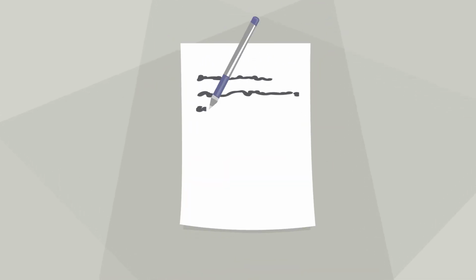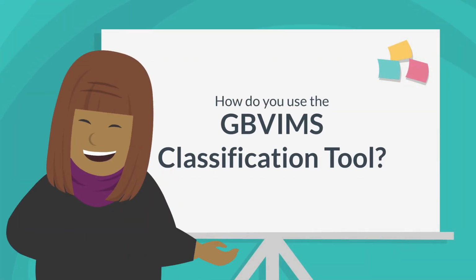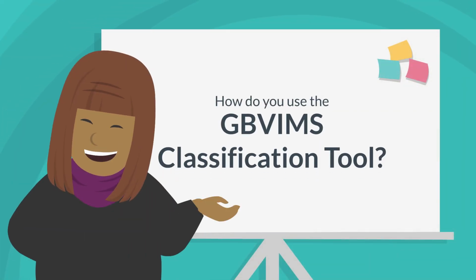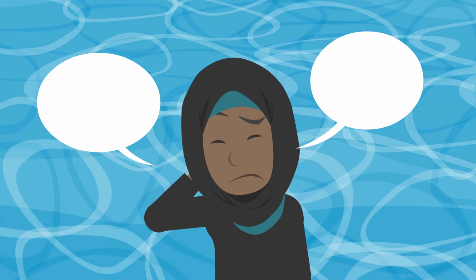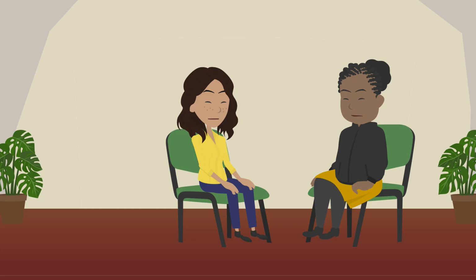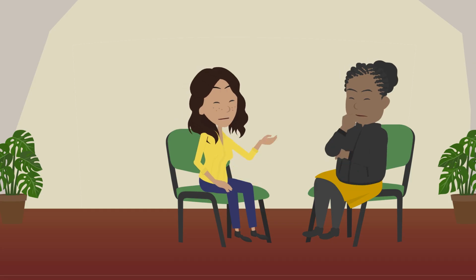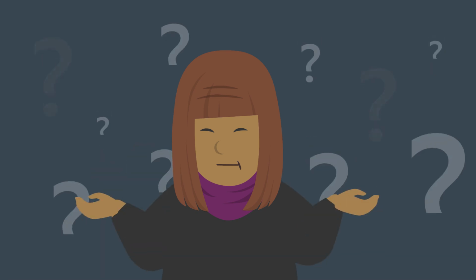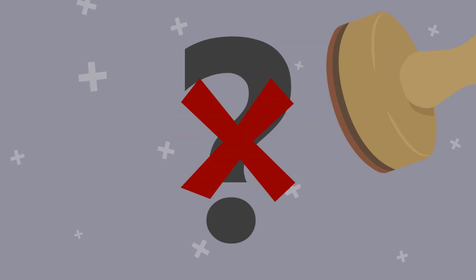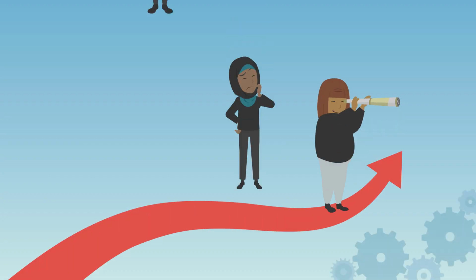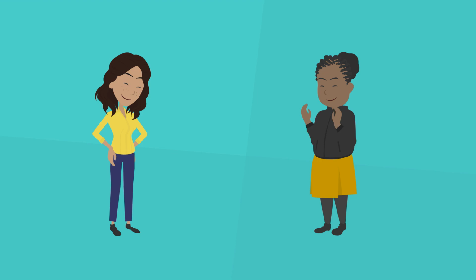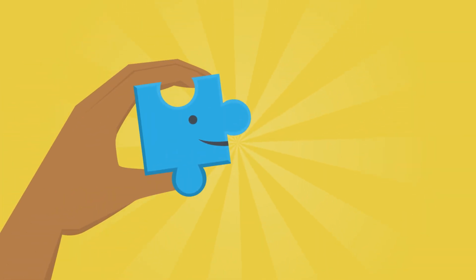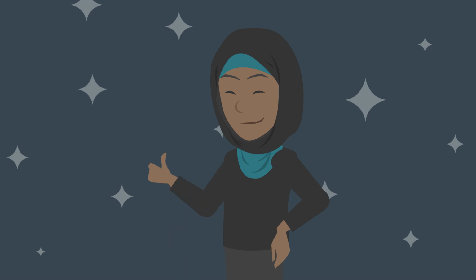a reported incident. So, how do you use the GBV-IMS classification tool? To determine the appropriate GBV classification for the incident described to you by the survivor, you'll need to ask yourself some questions. If the answer to the first question is no, based upon the description of the reported incident, continue down the list to the next question. Stop at the first question that can be answered yes. The GBV type corresponding to this question is what should be used to classify the incident.